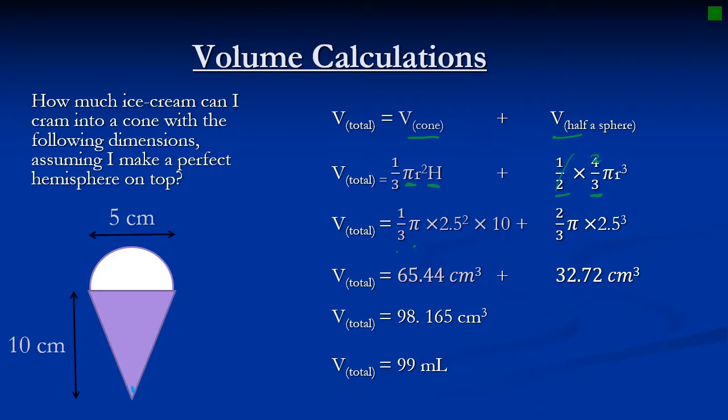It's a third of pi times 2.5 squared. So that's our radius from there to there, times 10, plus that of a hemisphere. So 2/3 pi r cubed, r is 2.5, and we're cubing that. So we're saying 65.44 cubic centimeters plus 32.72 cubic centimeters will give us a total of 98.165 cubic centimeters, and we can convert that to capacity now, because remember, this measures volume and this is capacity. So 99 mils of ice cream can be jammed into that sort of cone.